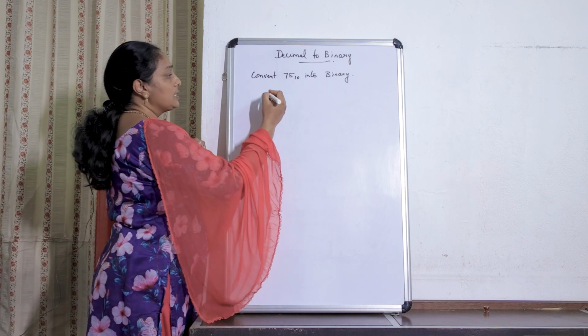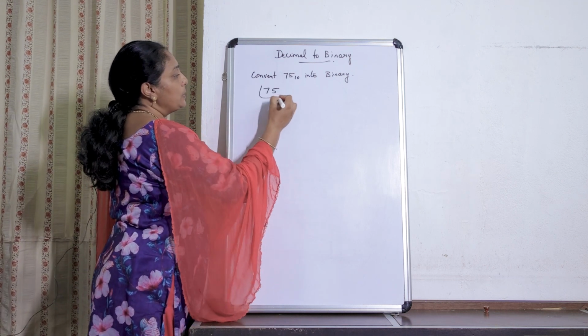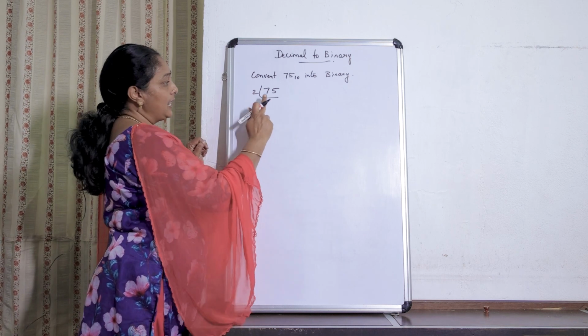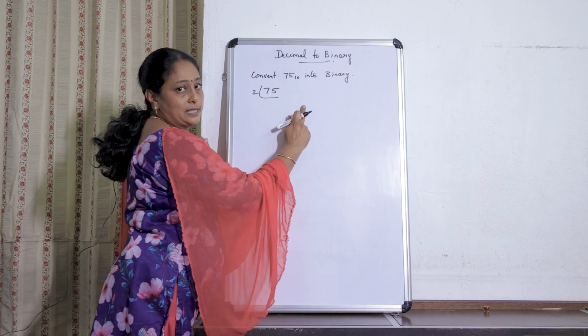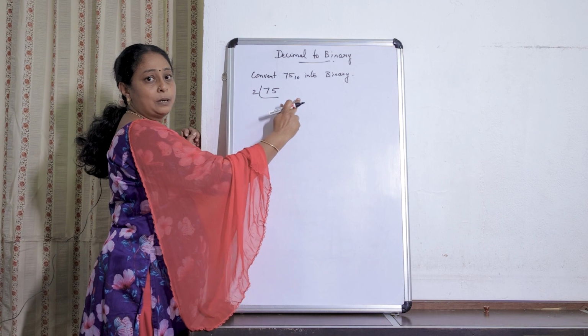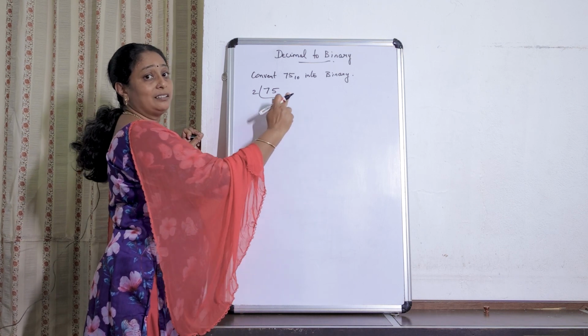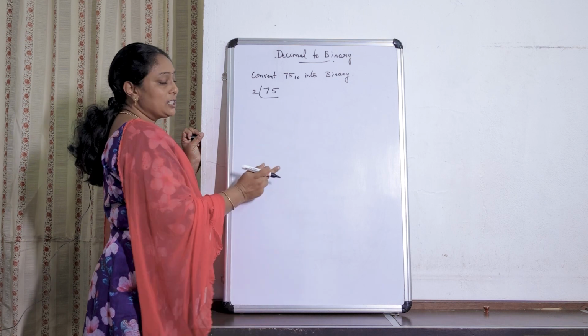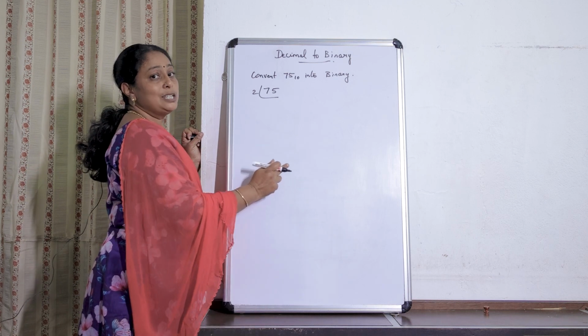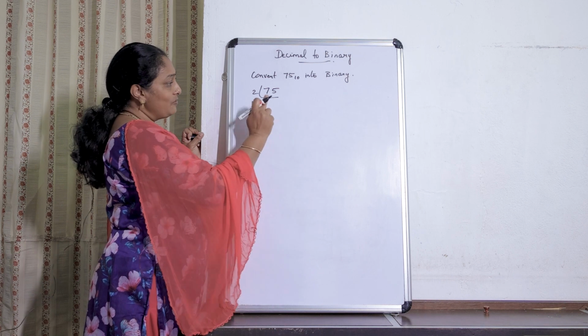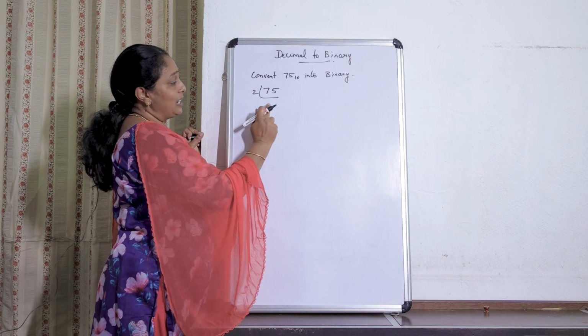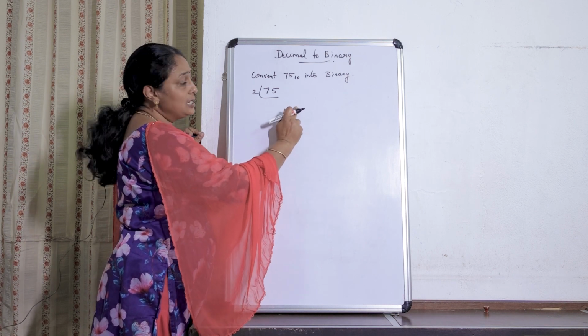So how can we do this repeated division? 75 to be divided by 2. Whenever we divide, we will get a quotient as well as a remainder. So write the quotient here and the remainder on the other side. Whenever you write a quotient, immediately write the remainder, because in the last step, people often forget to write the remainder.